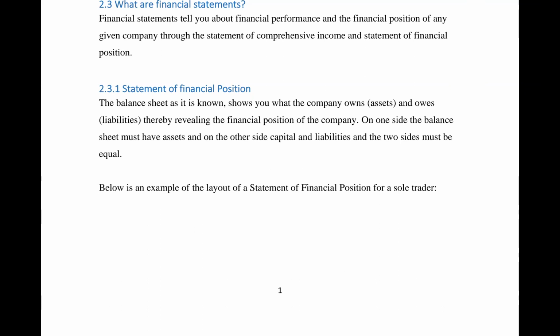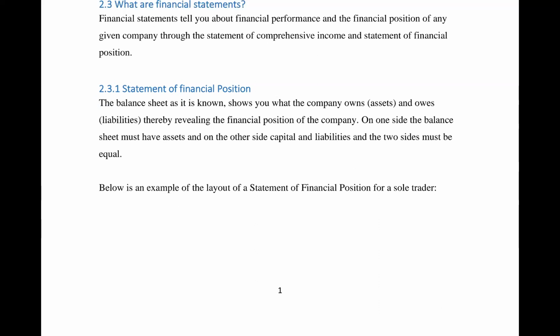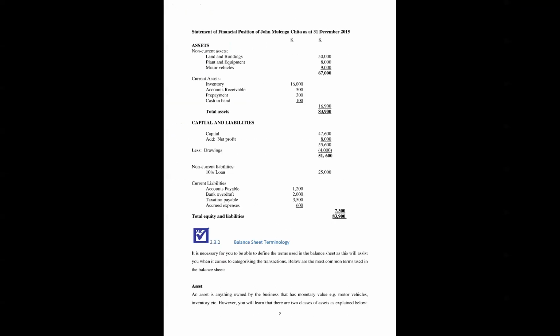You are shown the assets and the liabilities. So the other name for the statement of financial position is the balance sheet. Sometimes you can be asked, can you show the statement of financial position? Then you'll be like, no, we didn't learn this one, we just know the balance sheet. This is just as good as the balance sheet. We'll show you what the balance sheet is and the format that it takes.